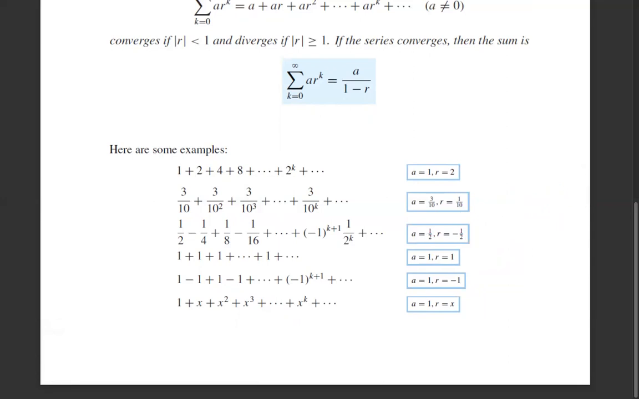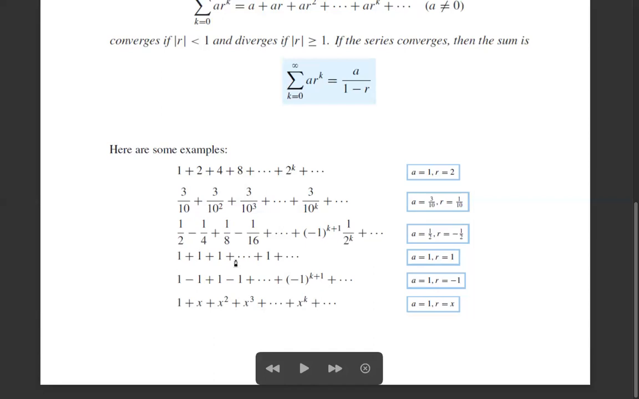The series is convergent and converges to a by 1 minus r. Here a is equal to 1 by 2 and r is equal to minus 1 by 2. So 1 by 2 divided by 1 plus 1 by 2, that is 1 by 2 divided by 3 by 2, which is equal to 1 by 3. The sum of the series is 1 by 3.